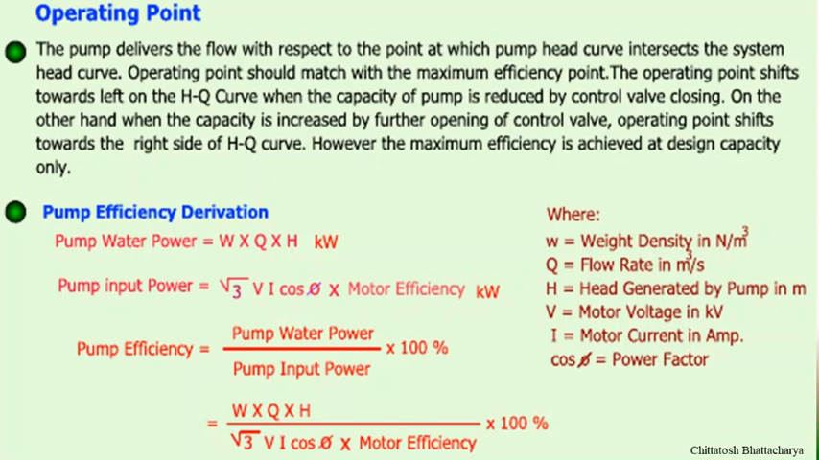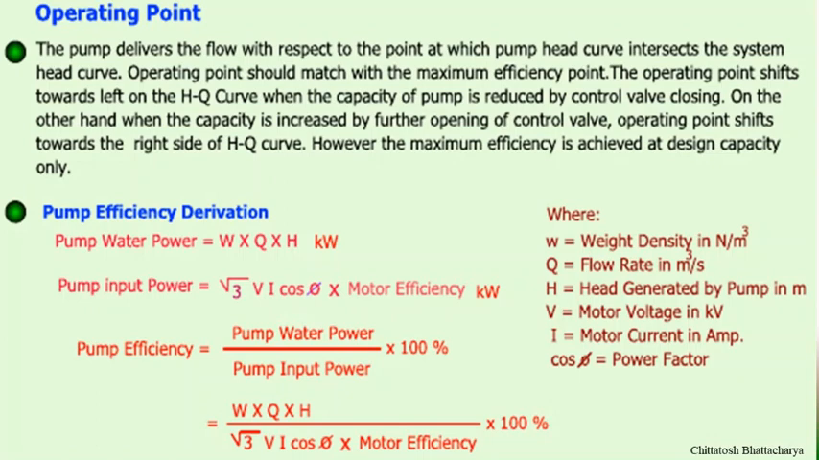Similarly, if we want to increase the flow, we can increase the head developed by the pump by increasing the RPM. That way the flow will be more, and the system resistance will cut the pump operating curve at a later part. So naturally, this way you can control the operating point of a pump with respect to system resistance and thereby control the flow.